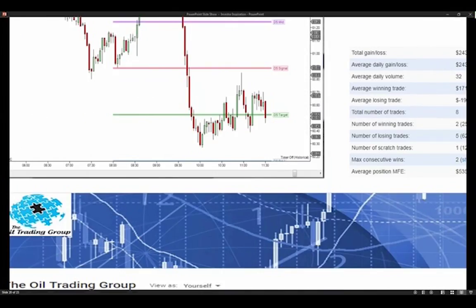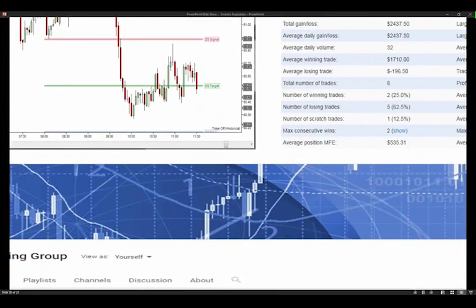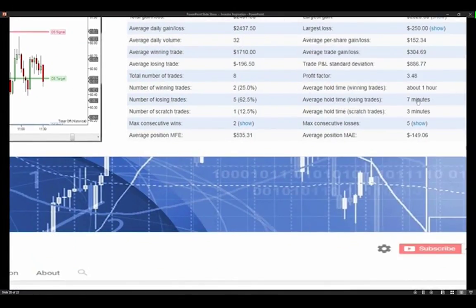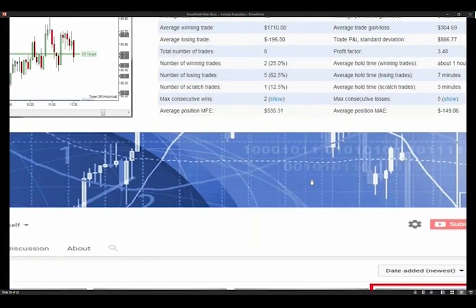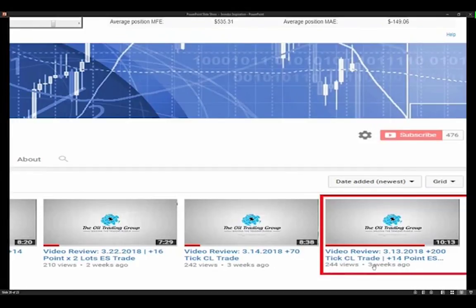And what I try to do with these, because my average trades here, if you look, my average winning trade was about an hour long, and my losing trades were 7 minutes long. So if you said the average winner was 60 minutes and the average loser was 7 minutes, I'm holding on to my winners about 9 times longer than I'm holding on to my losing trades. I'm getting in. If they don't work, I get out. And that's why your win percentage here was only 25%, but you have a massive amount of gain here. And this video here was plus 200 ticks on the CL and a 14.1 lot ES trade.